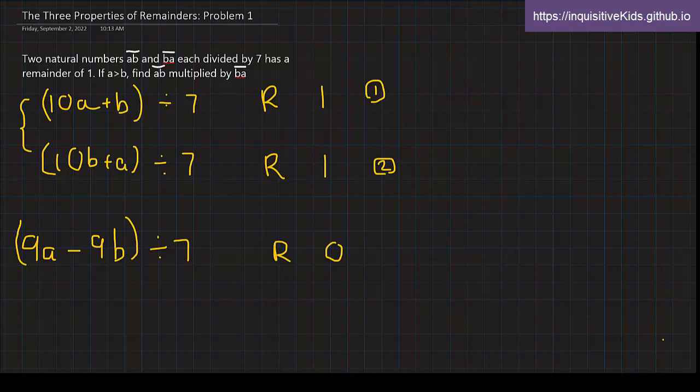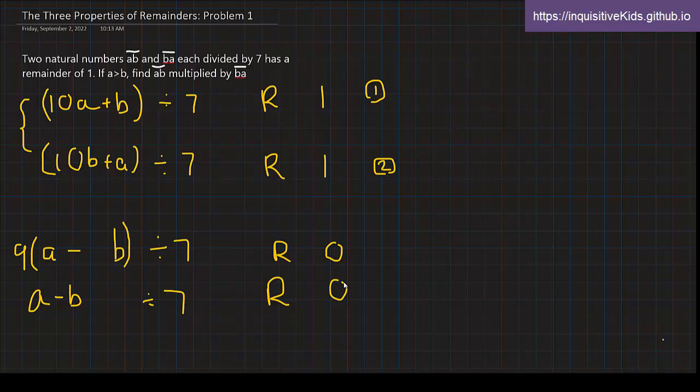So here we can simplify even more. We can factor out a 9 from both 9A and 9B. Take that out, and we have 9 times the difference of A and B. That divided by 7 has a remainder of 0. Well, if 9 times (A minus B) is a multiple of 7, then A minus B itself, divided by 7, should have a remainder of 0 as well.